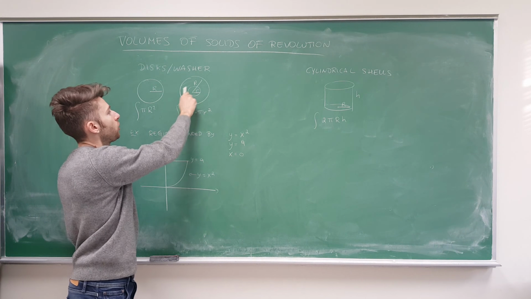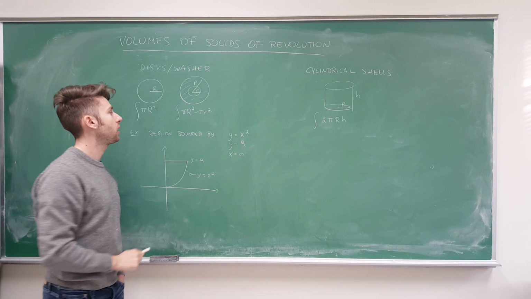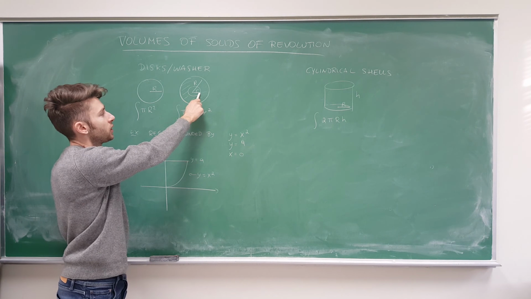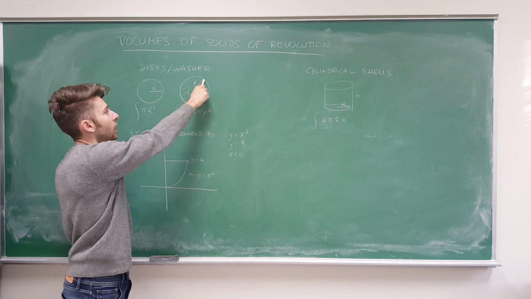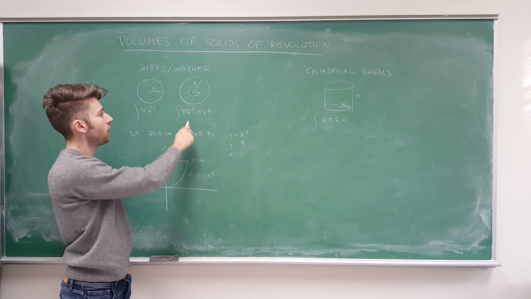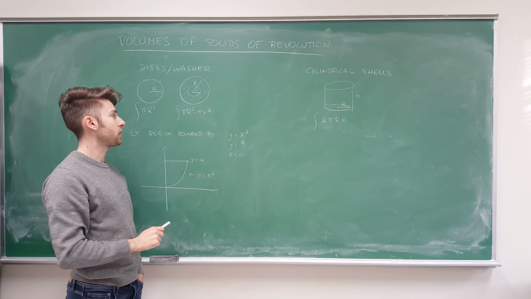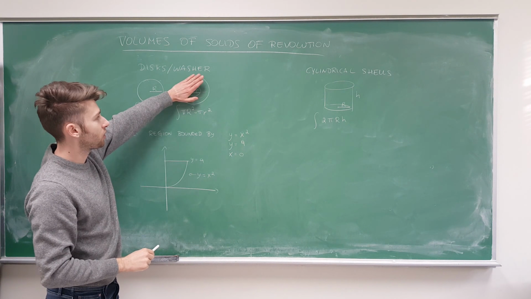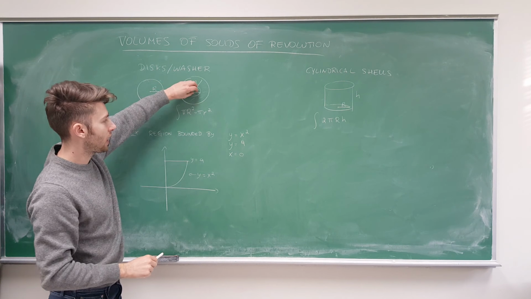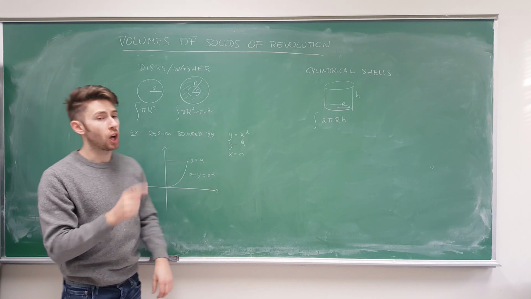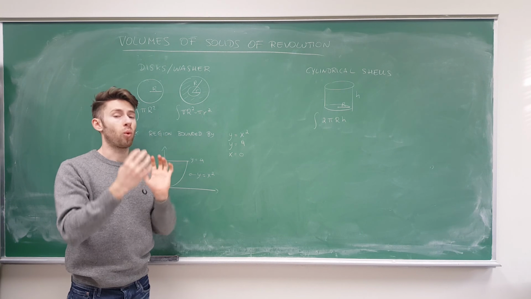Or a washer, which is, if the inner radius is little r and the outer radius is capital R, would be pi capital R squared minus pi little r squared, because I have the area of the big circle and I'm subtracting the area of the small circle. So it's not R minus r quantity squared.